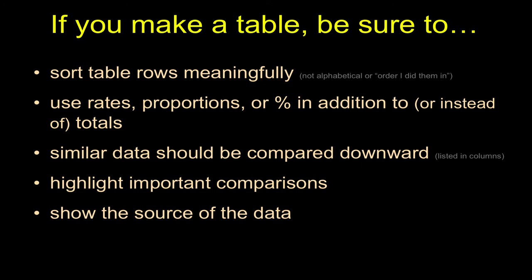Similar data should be compared in a downward look, in other words, listed in columns. So, strawberry field A, strawberry field B, strawberry field C, and look at the percentage of sugar, let's say, up the first row, the second row, third row, that type of thing. It's totally legitimate to highlight a row or different elements of rows, right? That comparison. It's totally cool to draw someone's attention to it, maybe by bolding the values or something like that.